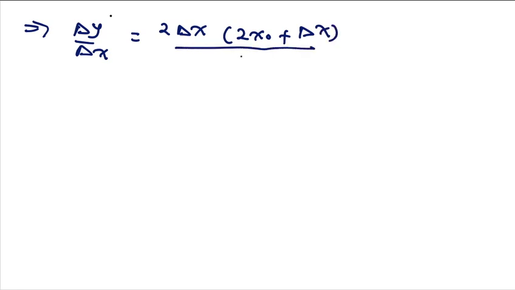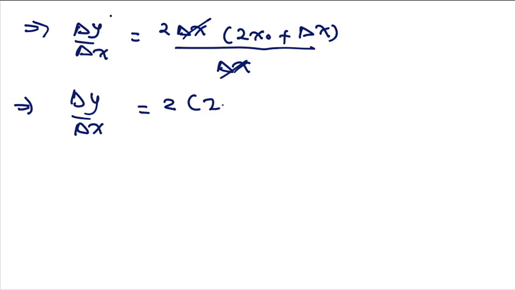Over change in x. Okay. What can we do here is that, because this one is change in x, you can slash it. I'm sorry, you can delete this. So it becomes change in y over change in x equals 2 times 2x naught plus change in x.